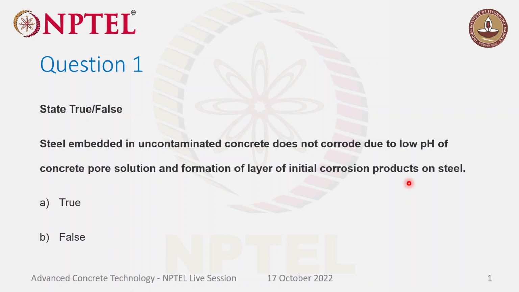So question 1, let me read out and start the timer. The question is, steel embedded in uncontaminated concrete does not corrode due to low pH of the concrete pore solution and formation of a layer of initial corrosion products on steel. If you find the statement correct, then please pick true, and if you find the statement is wrong, then you can pick false. Let me start the timer for a minute. After a minute, we'll see what you have answered, and then we'll see the solution as well.